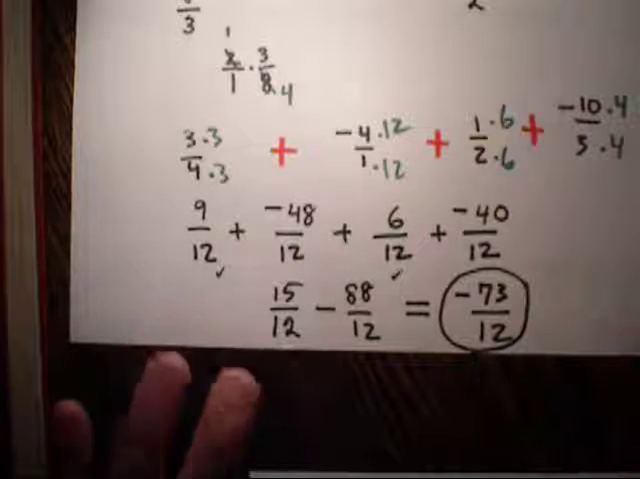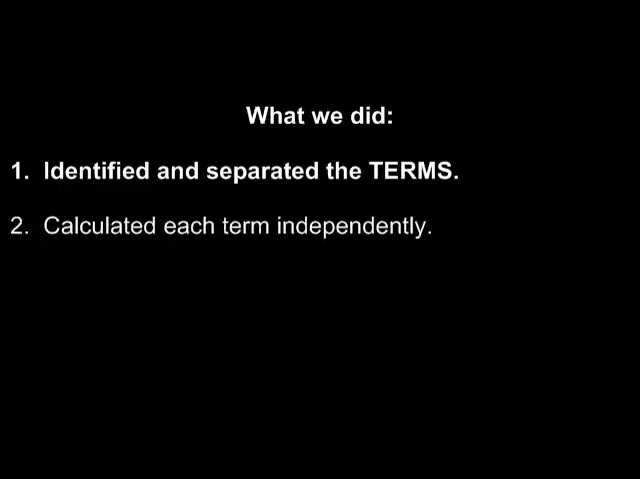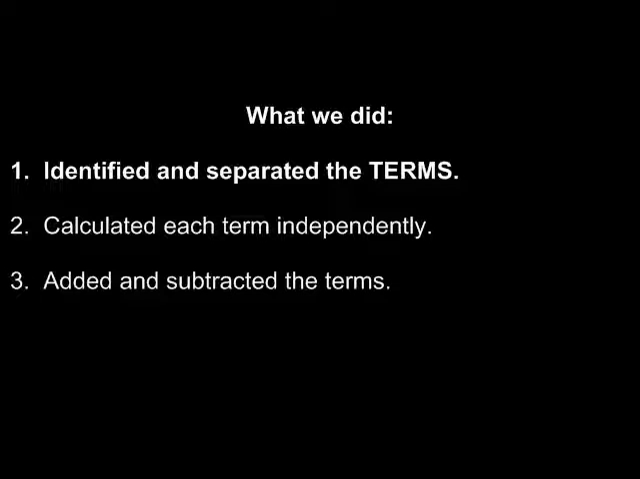And we're done. So here's what we did using order of operations. We identified and separated the terms so we could see them. We calculated each term independently. And lastly, we added and subtracted the terms. That was the last step in order of operations.